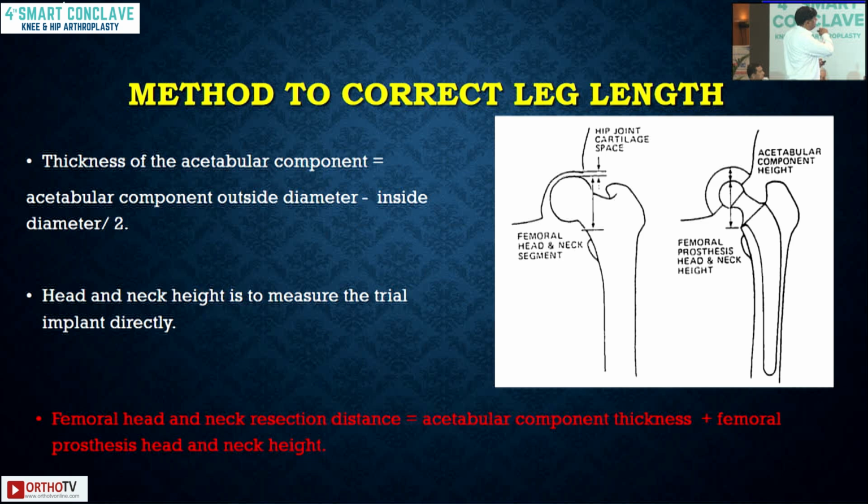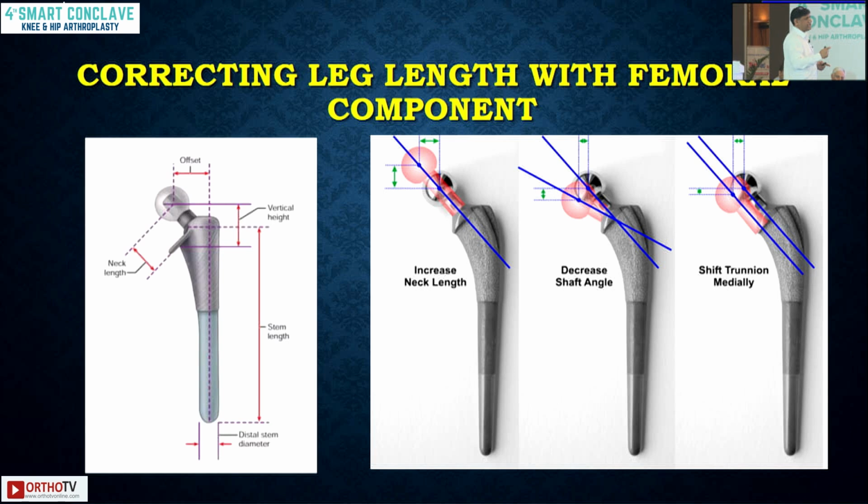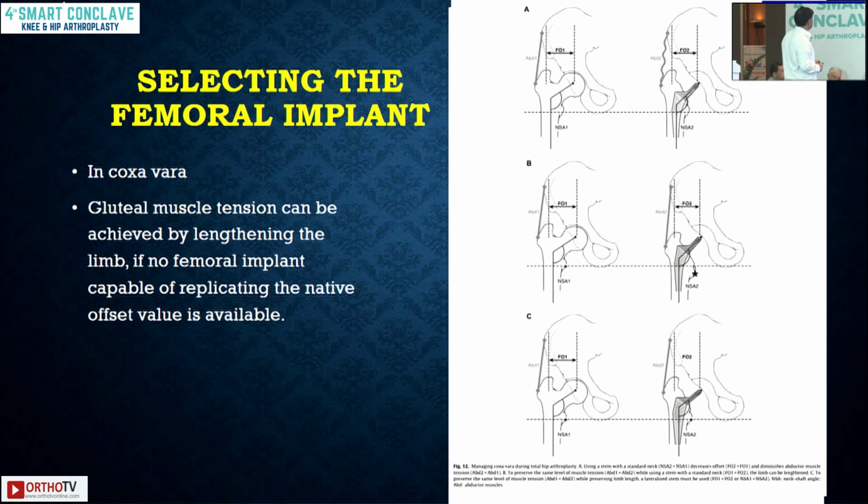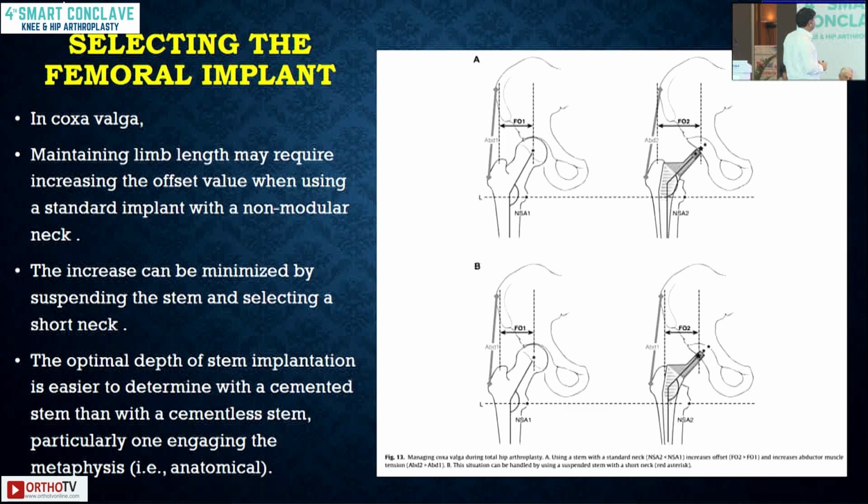Again, to see the limb length, you can measure the thickness of the acetabular component and the femoral component, head and neck, and if you add it, your effective length comes. This has been shown here. These are the different ways you can tweak the length. If the length is less, you can increase the size of the neck. If it is more, you can decrease the shaft angle, or you can also shift the trunnion medially or laterally. Again, in a coxa vara you can do it, and in a coxa valga the same way you can do it.